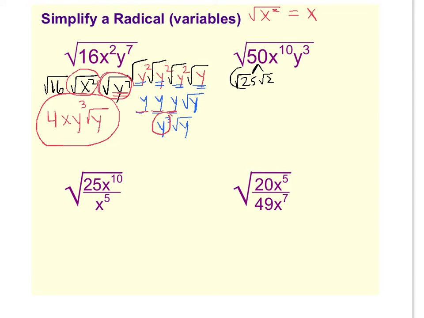So we can go ahead and take the square root of 25. Square root of 25 is 5. And then that square root of 2, I'm going to go ahead and put it over here because I may have some x's or y's that will join the 5. That 2 stays underneath the square root.